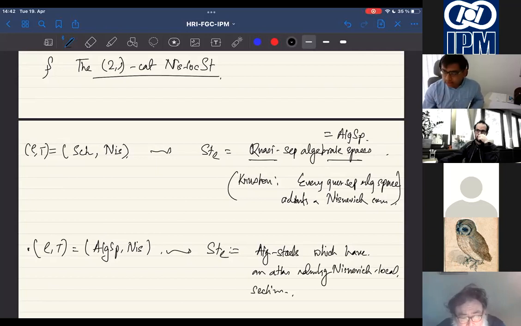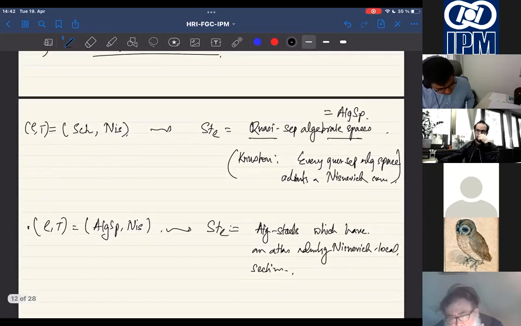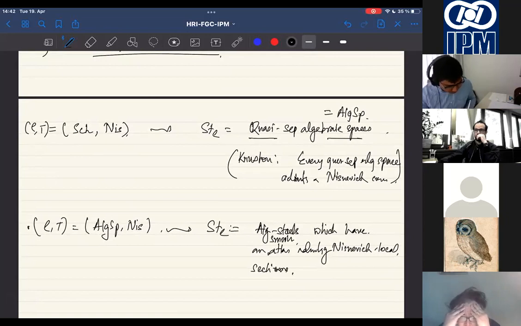That means I consider not all algebraic stacks, but all such algebraic stacks which admit an atlas which has this notion of Nisnevich local sections in the sense of STC. And this atlas I also consider to be smooth, because I want it to be smooth also. And now this is my definition of Nislog ST. So this is my category Nislog ST.